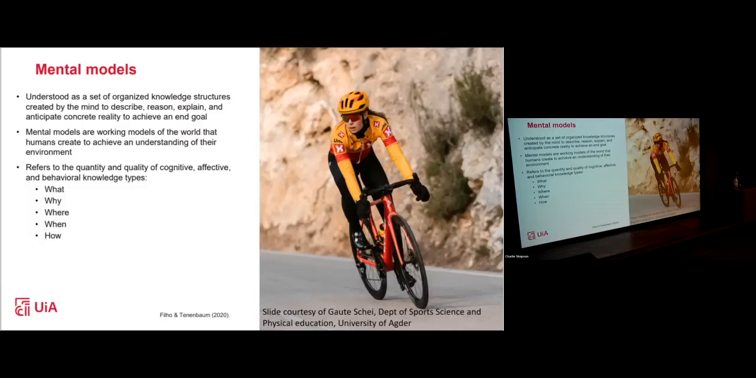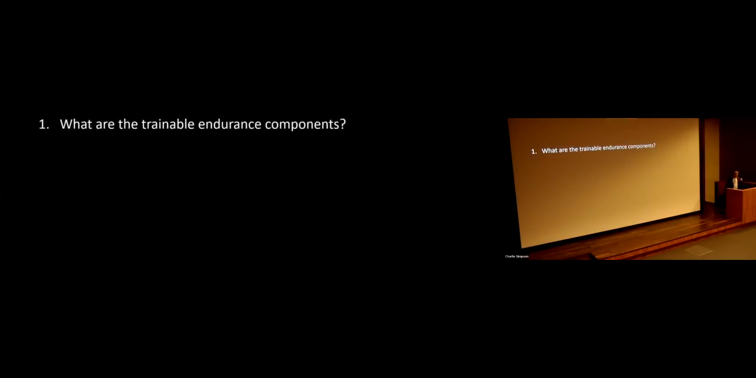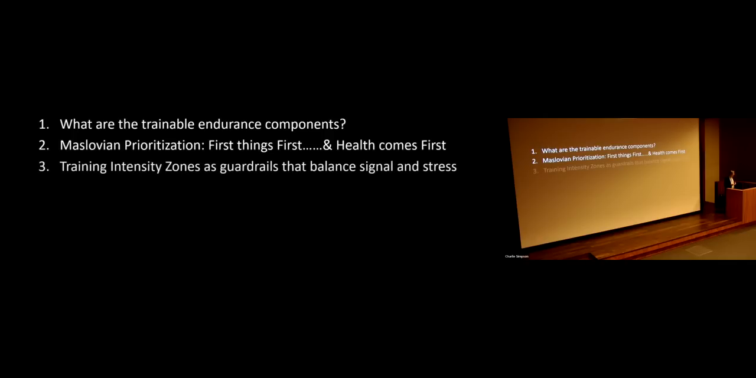So my talk today will not be about any given specific sport. It'll be trying to look at those kind of universalities that we have seen over the years. And so one of them, I want to talk a little bit about, what are the trainable components? That's kind of a common understanding of that. I want to talk a bit about prioritization of how we pursue and how we organize the training process. And I want to talk a bit about intensity zones as tools to balance signal and stress. Maybe a little bit different way of thinking about what we're really trying to achieve with intensity zones.